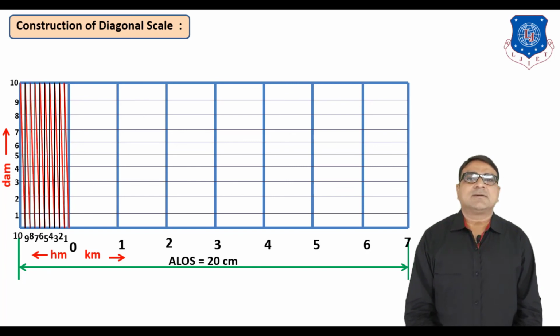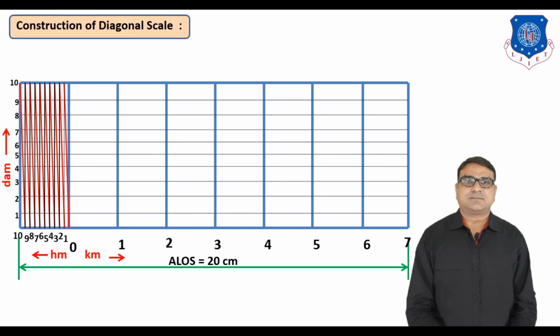Similarly, draw from 2, 3, 4, 5 and up to 9. Now on this inclined line we can indicate 1 decameter, 2 decameter, 3 decameter, 4 decameter up to 10 decameter, which is equal to 1 hectometer.